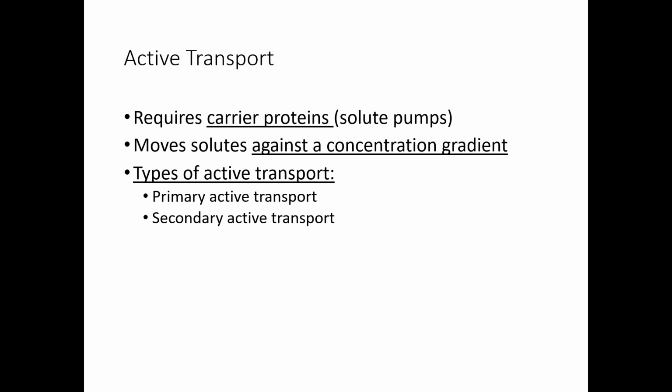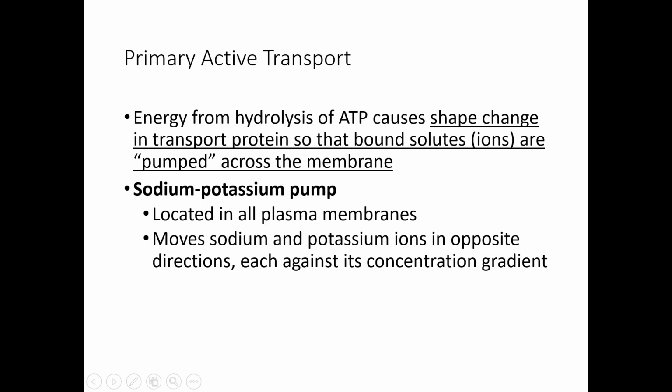So we are talking about active transport across the cell membrane. It is usually required when it's necessary to move solutes against a concentration gradient, from low concentration to high concentration across the membrane. Sometimes cells need to do it, and usually it requires carrier proteins, also called solute pumps. There is primary active transport, and there is also secondary active transport.